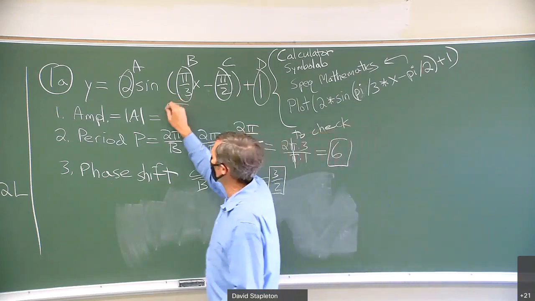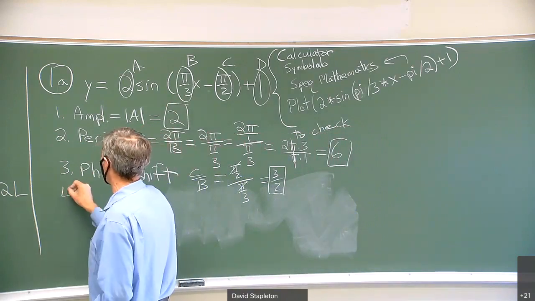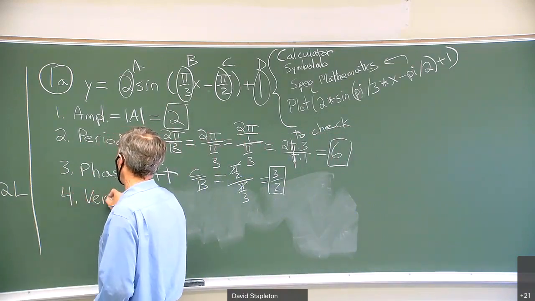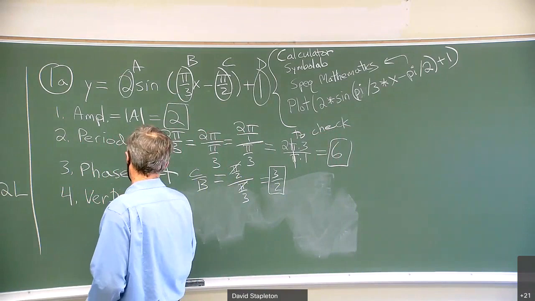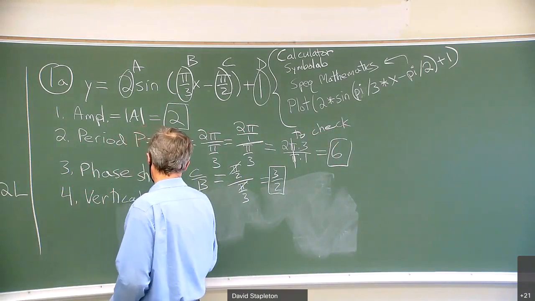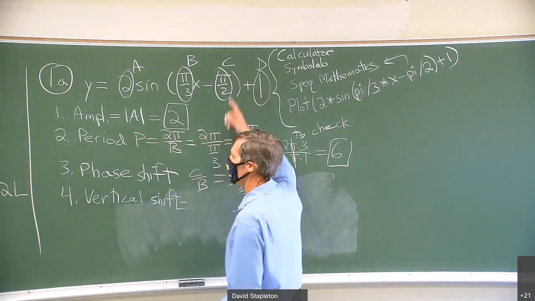So from the 4 letters, we deduce 5 properties. Here's the 4th one, the vertical shift. That's always D. Just whatever you add on the end moves it up and down, right?